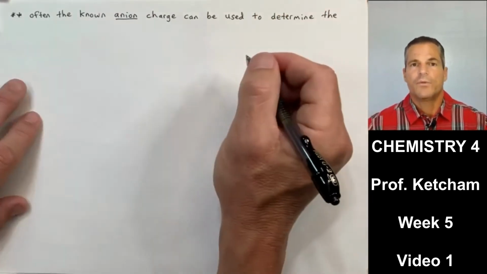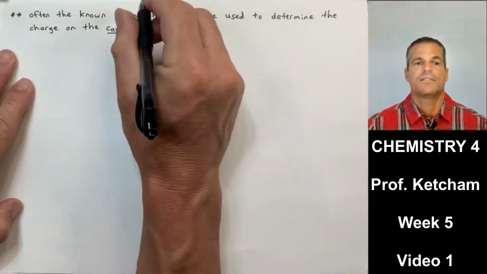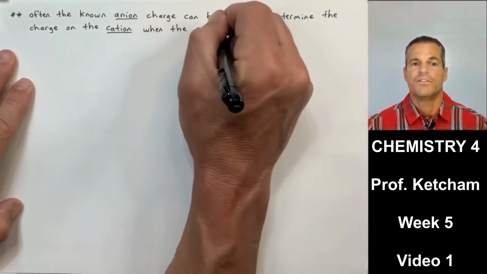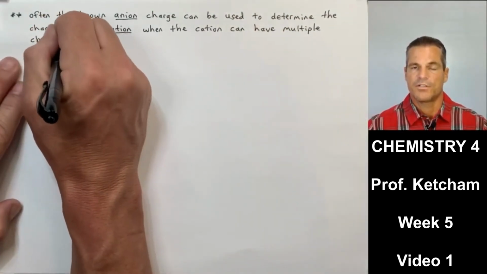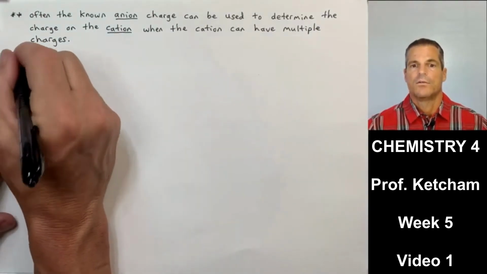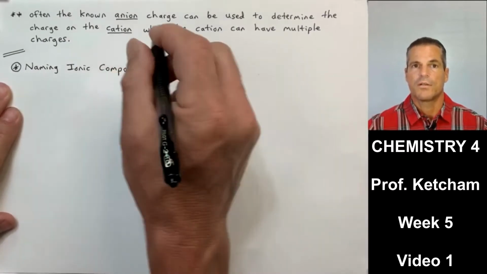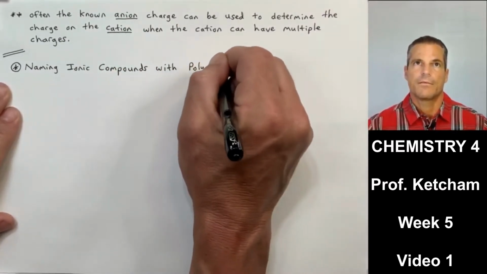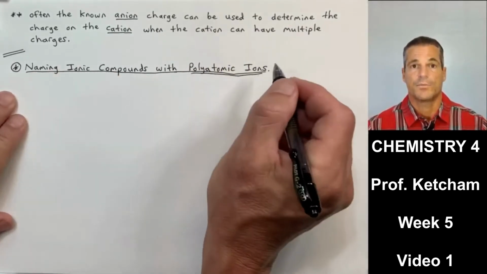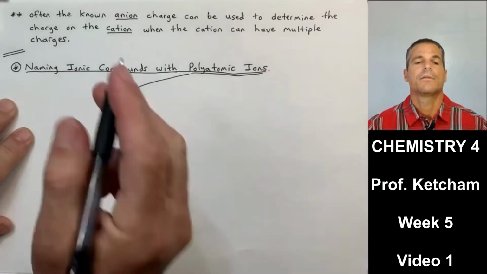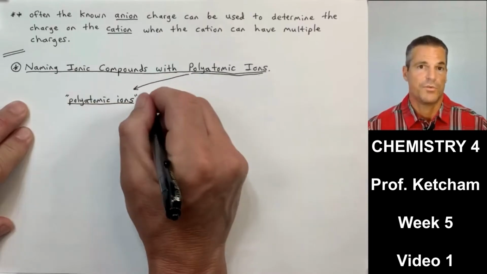So what I was doing there on those examples is I was using the charge of the anion, wasn't I? So it says here in our notes on page 2, often the known anion charge can be used to determine the charge on the cation when the cation can have multiple charges. The cations that can have multiple charges are usually the transition metals, and those we talked about last time. We made a big list. All right, so that's it for naming binary ionic compounds with 2 elements.